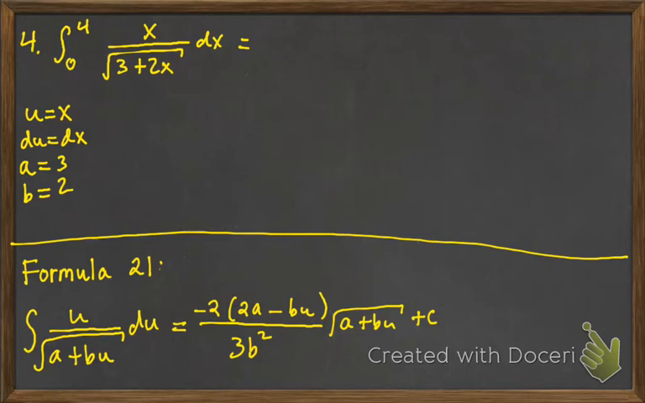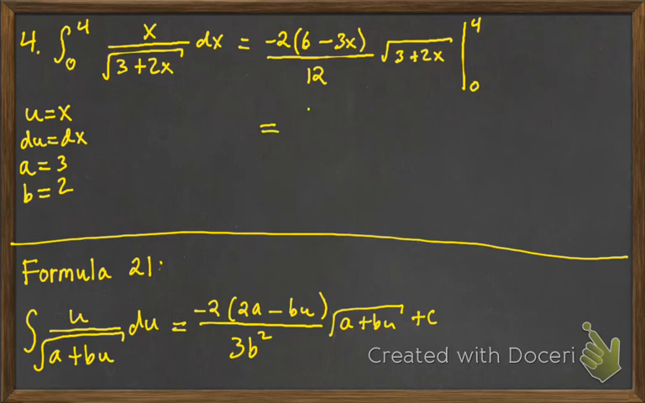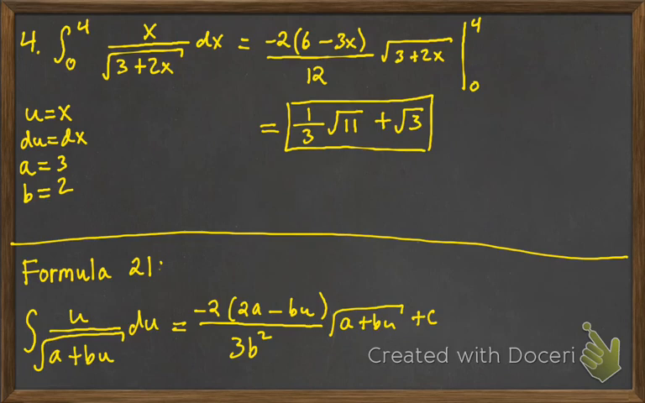So we'll go ahead and do this now. We have negative 2, and then 2 times a, which is 2 times 3 is 6, minus bu, so that'll be 2x, over 3b squared, so b is 2, so that'll be 4, times 3, that'll be 12 on the bottom, times the square root of 3 plus 2x, and then we're going to evaluate that from 0 to 4. After doing some routine evaluating there, this will end up being 1/3 times the square root of 11 plus the square root of 3.